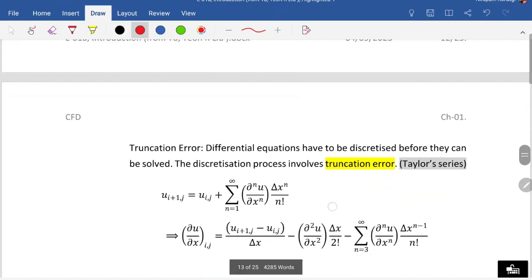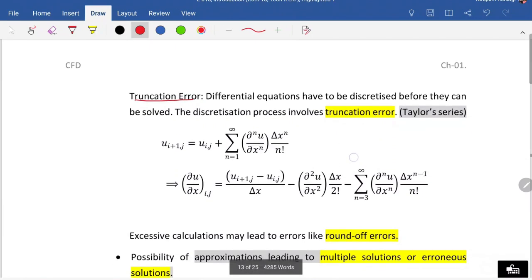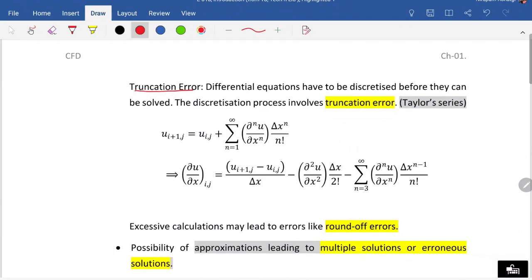Then we talk about numerical errors. There are two types of error. One is called truncation error. I am just giving a small example here; we can talk about it in detail later on. You see this is the Taylor series, right? And in the Taylor series we have taken the first term and put it here, and now we are writing a differential term del u by del x in terms of algebraic terms.